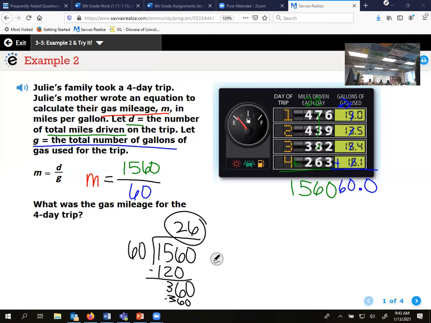And they told us mileage is in miles per gallon. So if you want to label it, 26 miles per gallon.